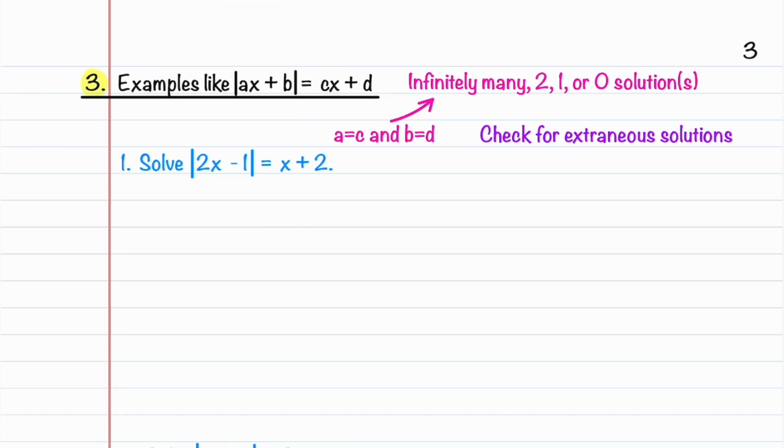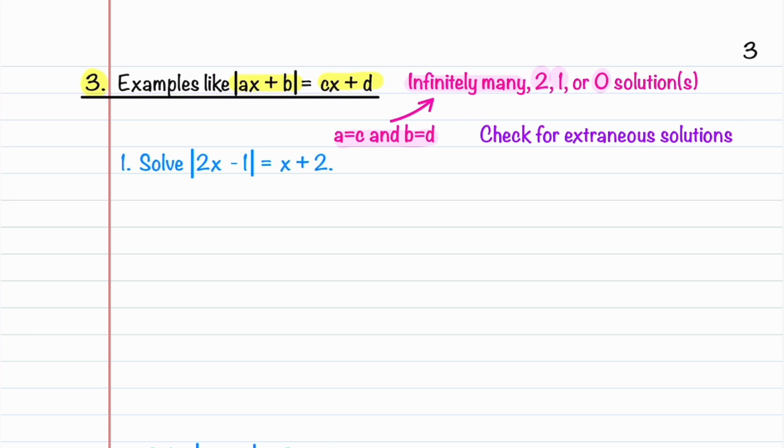The last type of examples that we're going to talk about are examples that have the absolute value of a linear function on the left, and then just a linear function without an absolute value on the right. I think these are the most complicated type of absolute value equations you can solve. These equations can have infinitely many solutions, just like we saw with the previous examples, or they can have 2, 1, or no solutions.